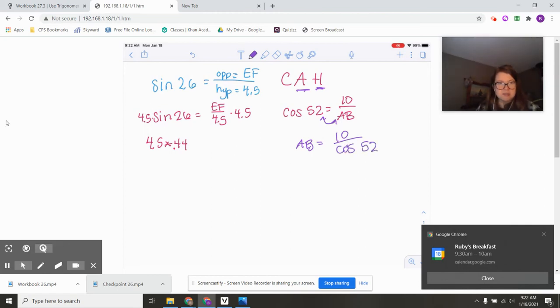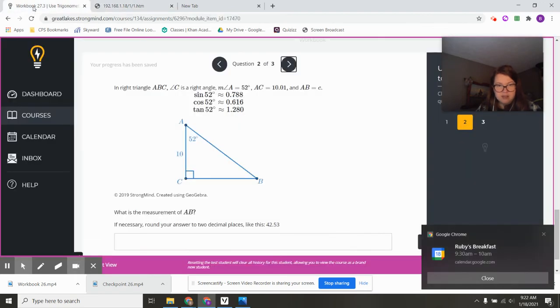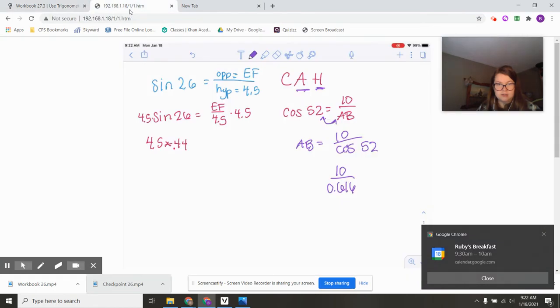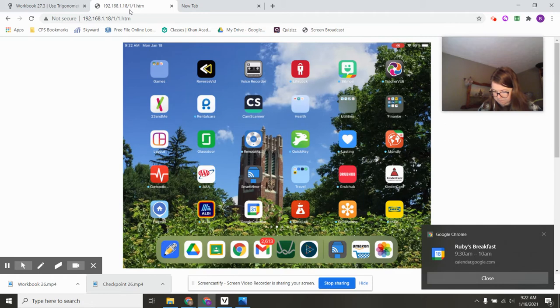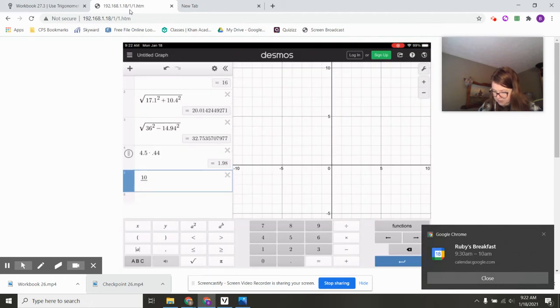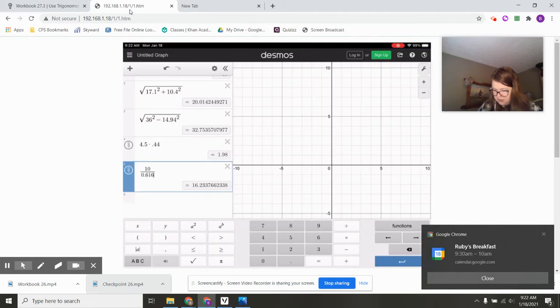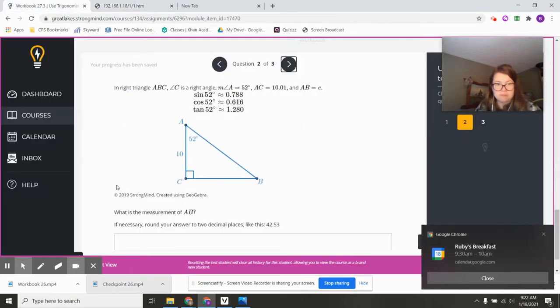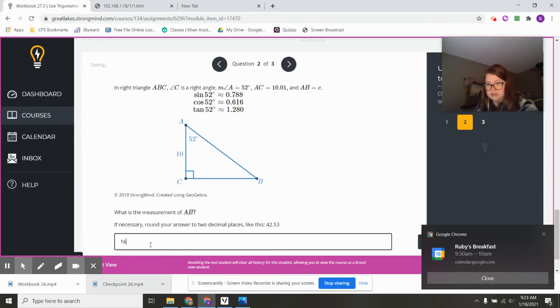And if we use their decimal approximation, which they gave us, that the cosine of 52 is 0.616. So coming back here, 0.616, I can do it in the calculator. 10 divided by 0.616 is 16.23. So we're going to use that. So 16.23, and let me double check that it didn't need to round anymore. Nope, that's what it would be.